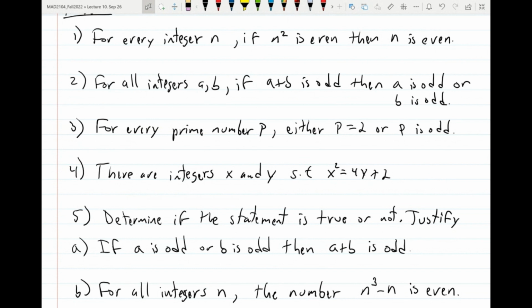So for every integer n, if n squared is even, then n is even. So this is a universal statement, right? So you have to start with an arbitrary number. You cannot assume anything special about n unless you use a particular technique.